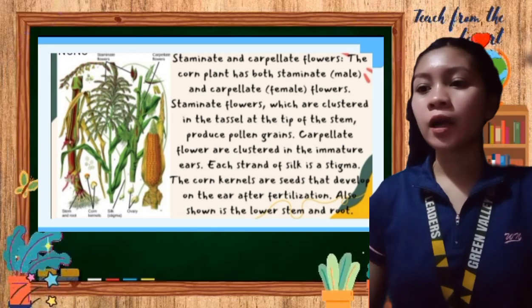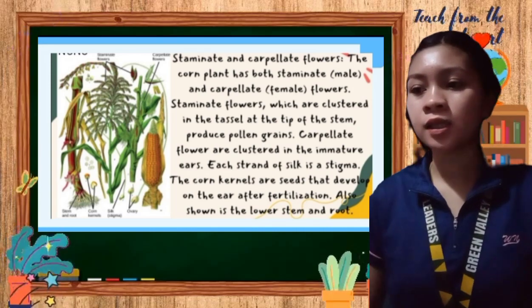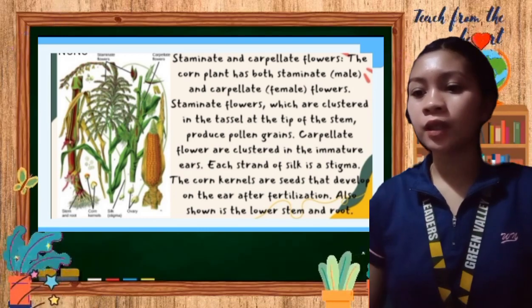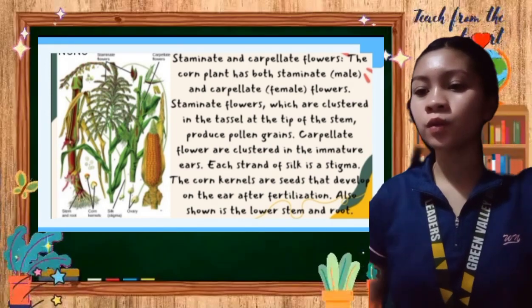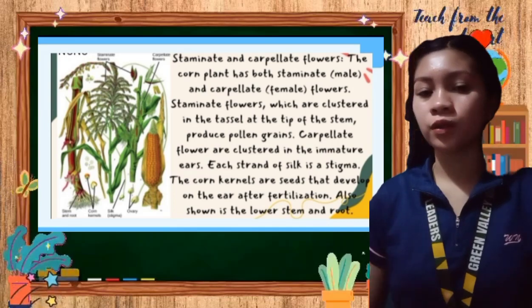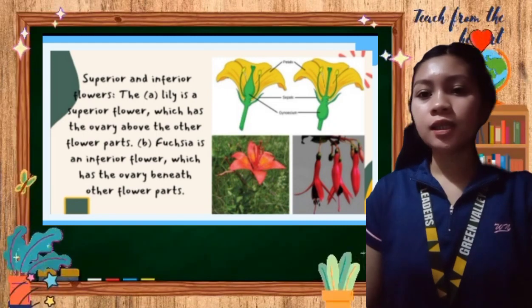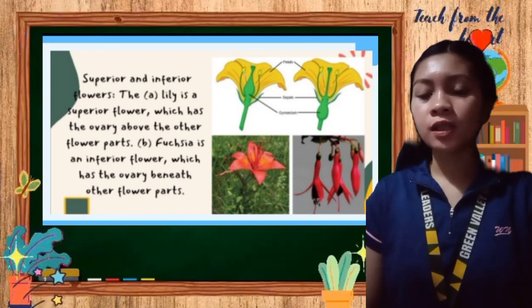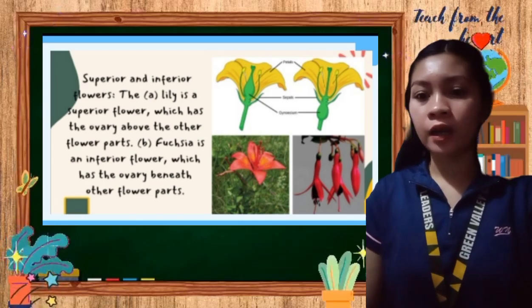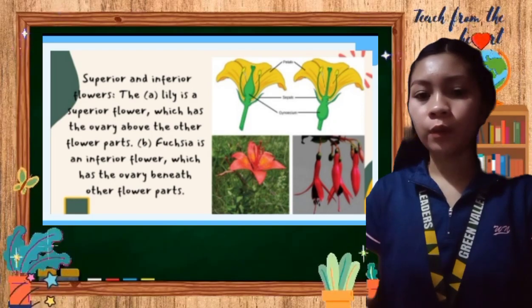Carpellate flowers are clustered in the immature ears. Each strand of silk is a stigma. The corn kernels are seeds that develop in the ear after fertilization. Also shown is the lower stem and root. Superior and inferior flowers. The lily is a superior flower, which has the ovary above the other flower parts. Foxglove is an inferior flower, which has the ovary beneath other flower parts.